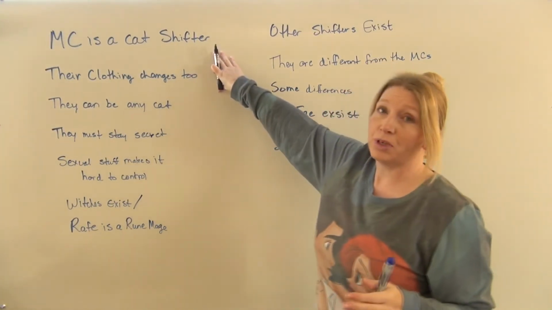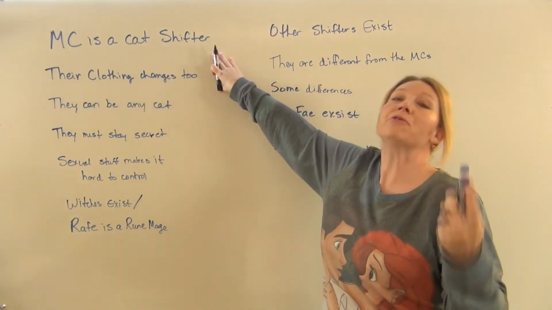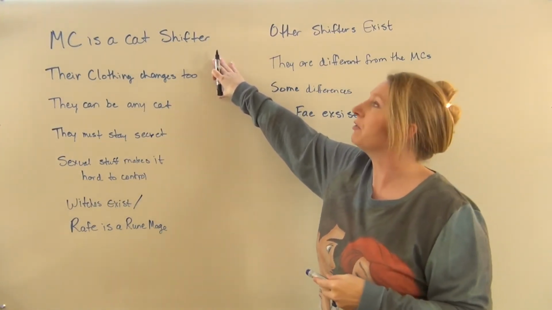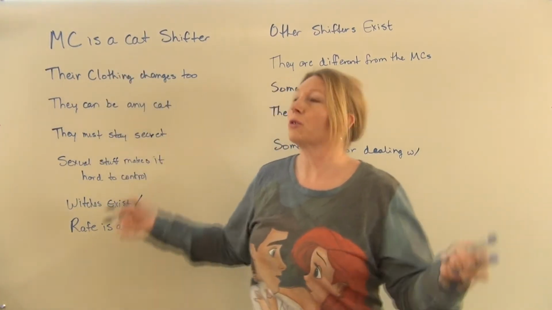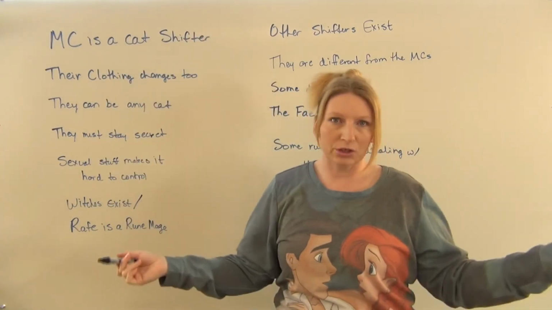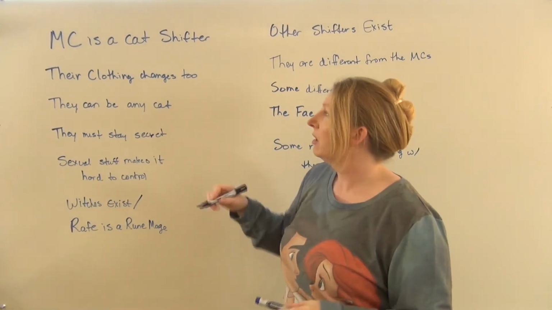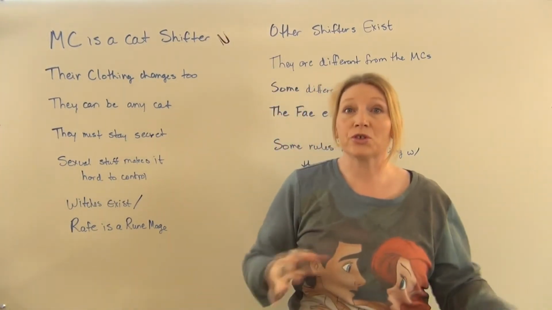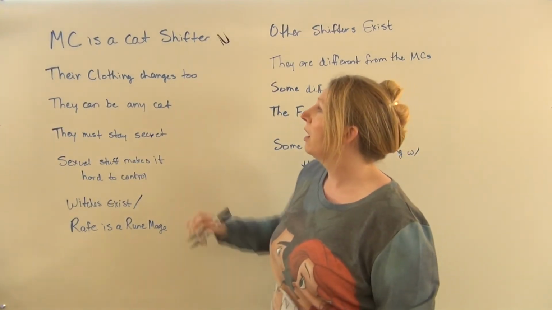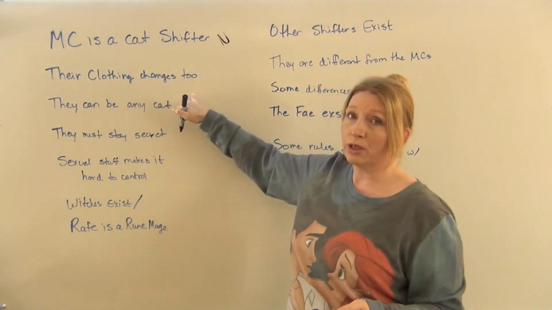the first thing I told people, or the first bit of information I wove into the narrative, was the main character Brea specifically telling the reader, we turn into cats. We're cat shifters. That was just in the narrative itself, because it's first person, so I can totally get away with that. Their clothing changes too.